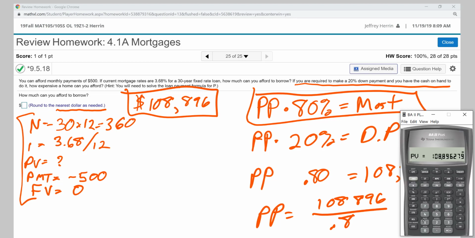And so when I do that, 108,896, oh, missed one, 896 divided by 0.8 equals, gives me a total of $136,120.